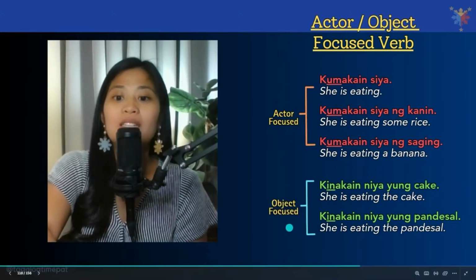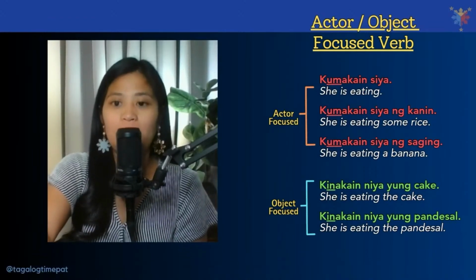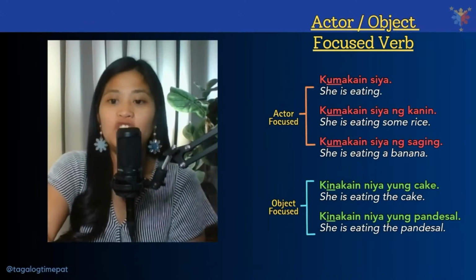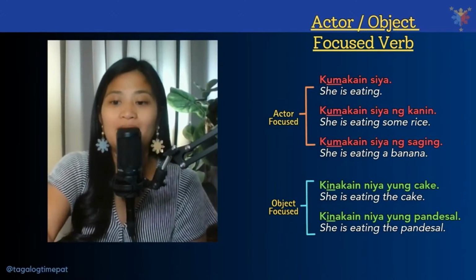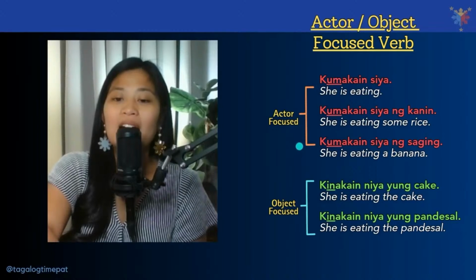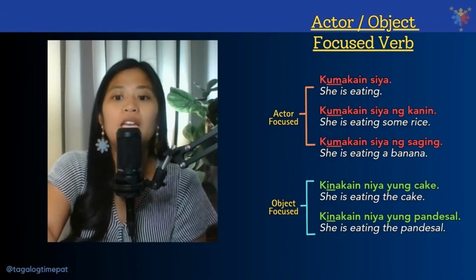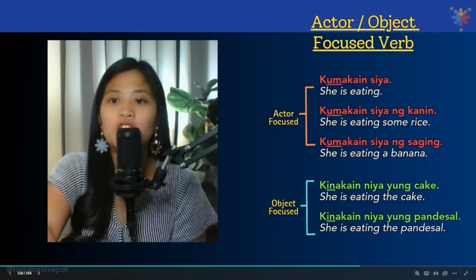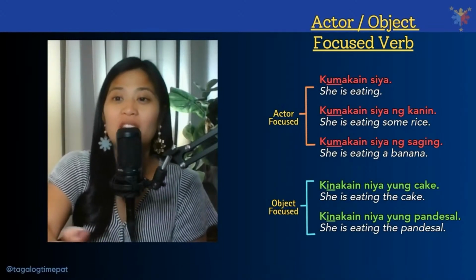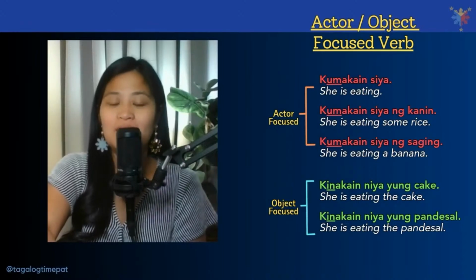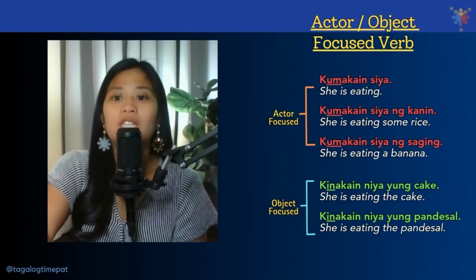Versus when it's an object-focused verb, it's almost like you're asking, what is she eating? Oh, kinakain niya yung cake. She's eating the cake. Or kinakain niya yung pandesal. She's eating the pandesal. So when it's an actor-focused verb, it's more answering the question, what is she doing? In an object-focused verb, it's like answering the question, what is she eating? So there you can kind of see the shift in the focus of the sentence. Is it more focused on what the subject is doing or focused on what the subject is eating?